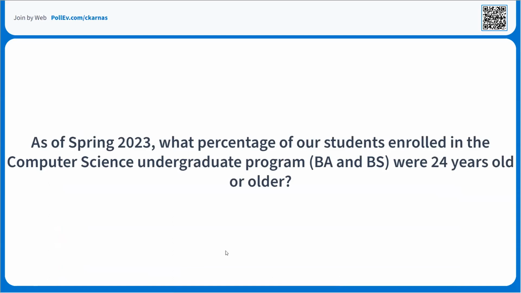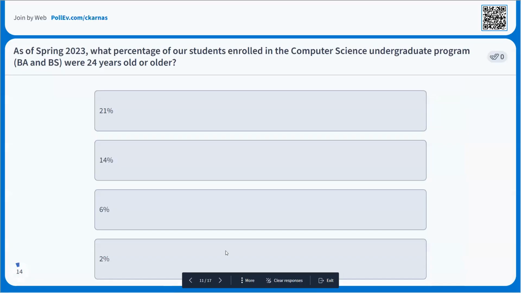The third question: as of spring 2023, what percentage of our students enrolled in the computer science undergraduate program, BA or BS, were 25 years or older? Oh, I forgot to give you the choices. There you go. 25 years or older in the undergraduate. 3, 2, 1.